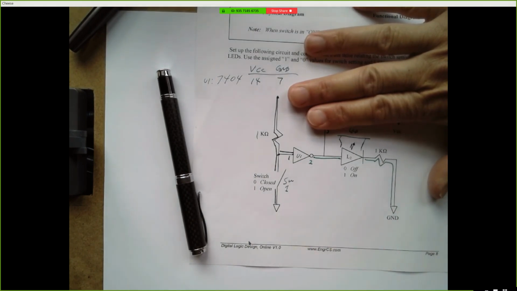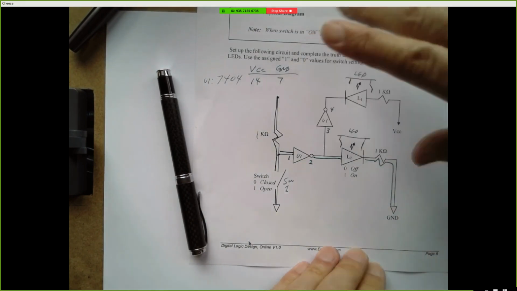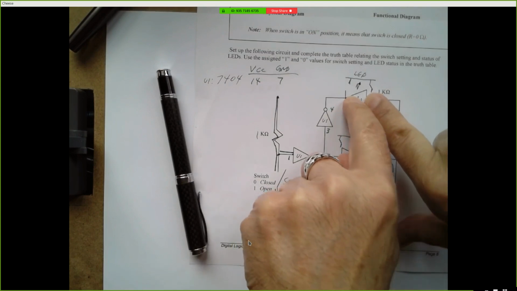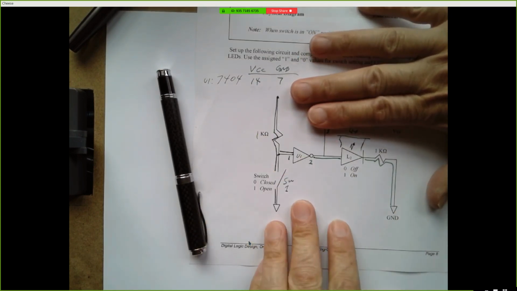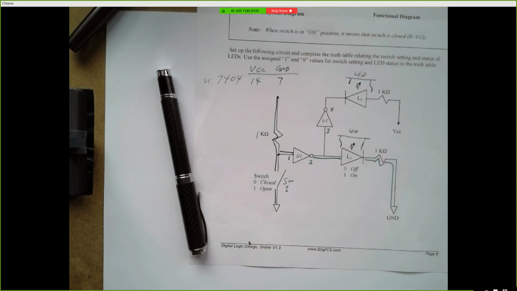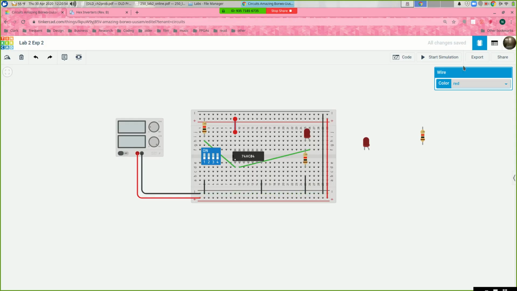This should do something if we run it, right? We're going to add this and put another LED on here, so that should do something also. But let's just look at this part right here. Let's see if it works. Okay, so let's start the simulation. And I've got 5 volts going in. My LED is off. My switch is open. When I close my switch, my LED turns on.